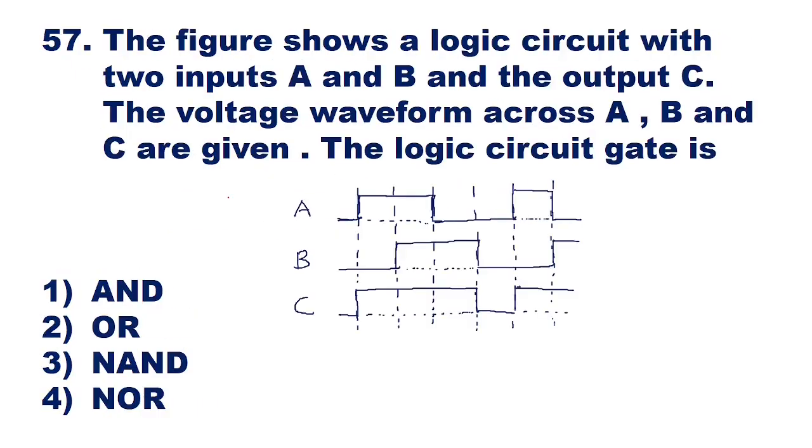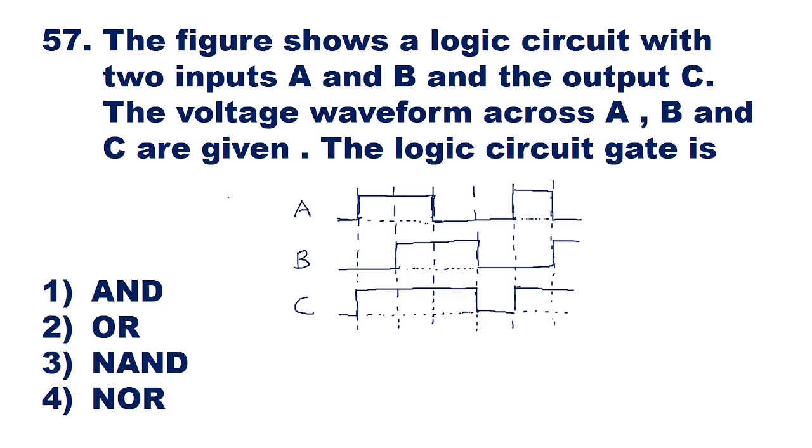Now here in this question, the figure shows a logic circuit with two inputs A and B, and the output is C. The voltage waveforms across A, B and C are given. Which logic gate is this? The options are AND gate, OR gate, NAND gate and NOR gate.